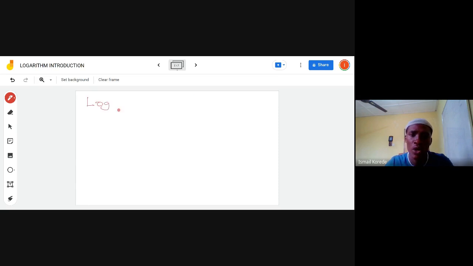When I have a log of a number, I'm going to have the number here and the base here. So n is standing for the number and b is standing for the base. I can express a number like this: log 4 base 10. That's how it is read. Log 4 base 10, or log 2 base 10, or log 2 base 3.